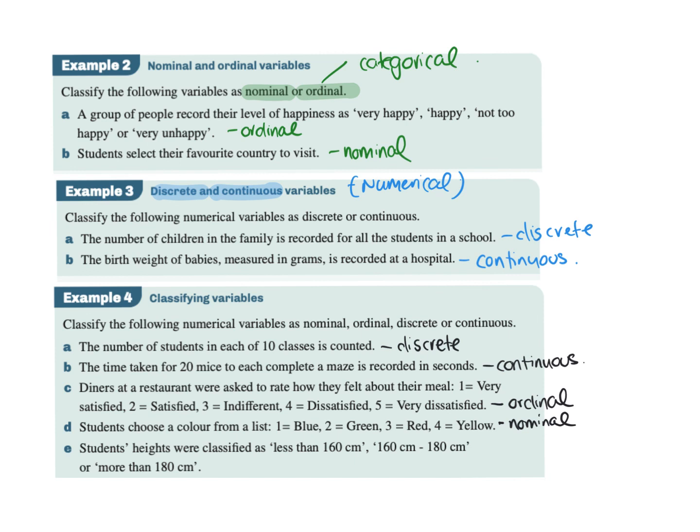Good. Students were classified as less than 160 centimetres, 160 to 180, or more than 180. I do not reckon that is continuous. It's categorical, and what is it? Ordinal. Yeah. So be careful with that. We are categorising them, and it's ordinal. Okay?